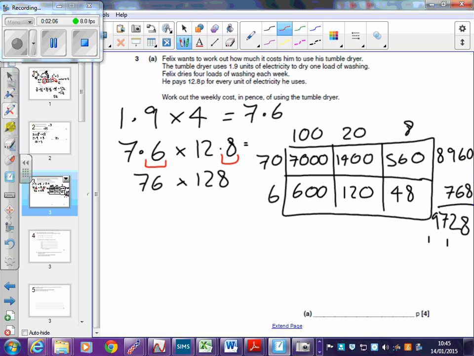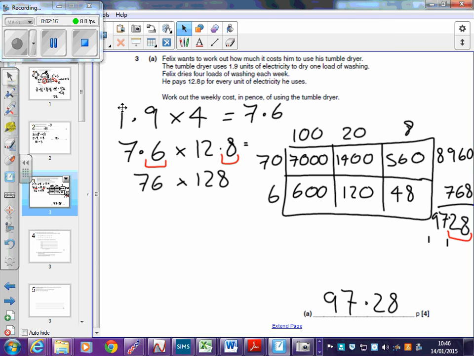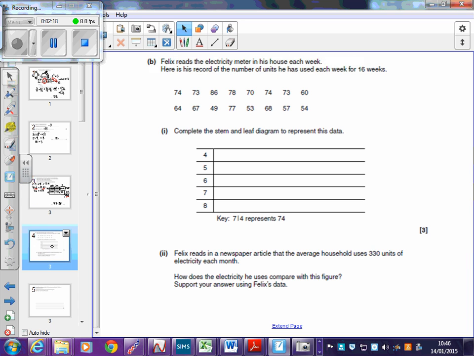Going back to the question, I can see there's 2 numbers after the decimal point in the question, so I need 2 numbers after the decimal point in the answer. So my decimal point has to go there between the 7 and the 2. So my final answer, 97.28 pence.